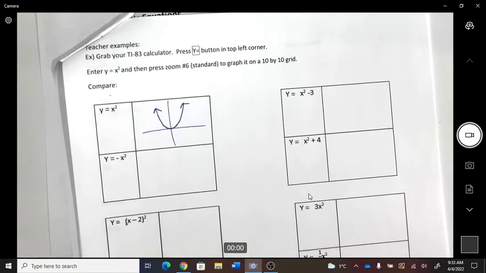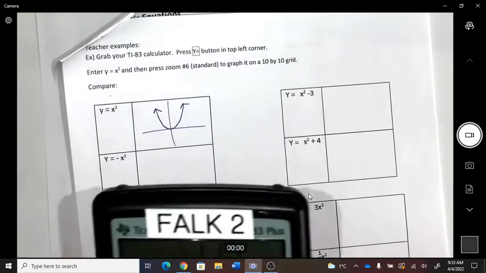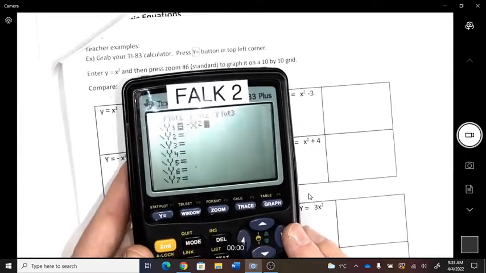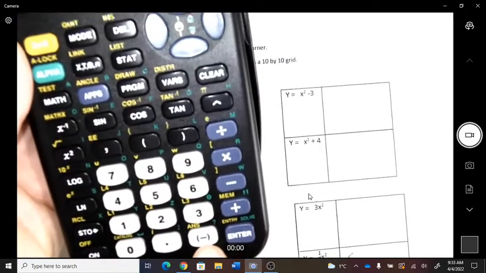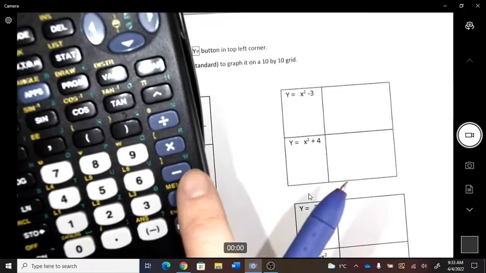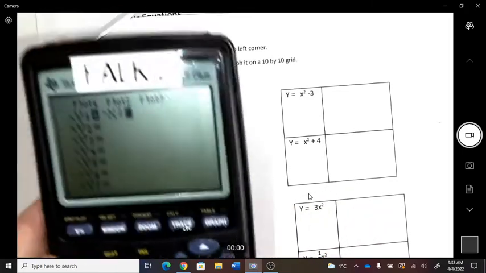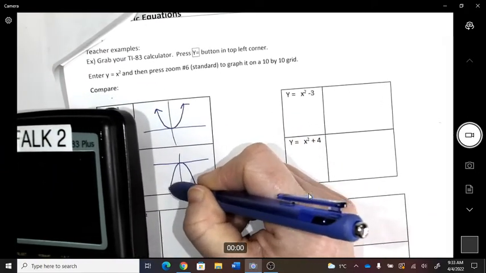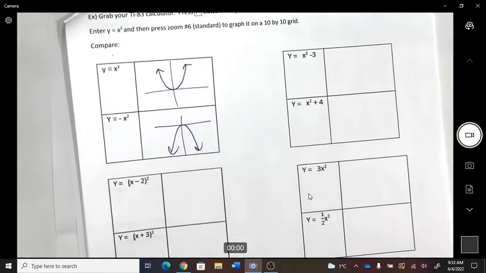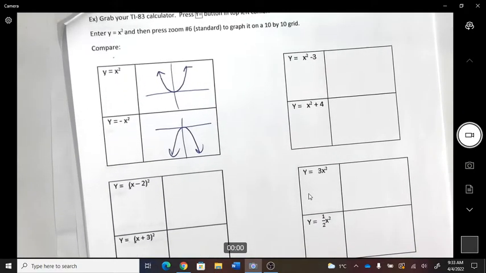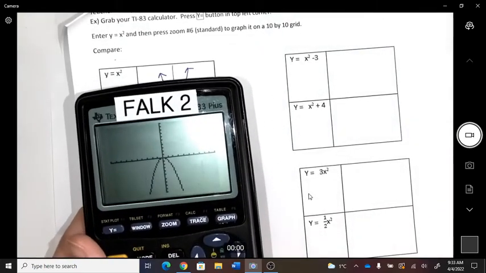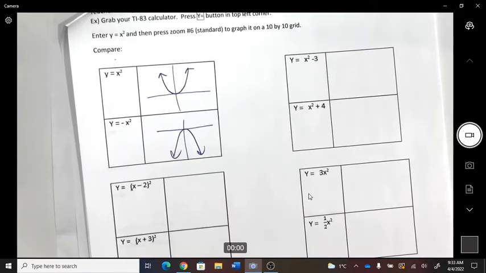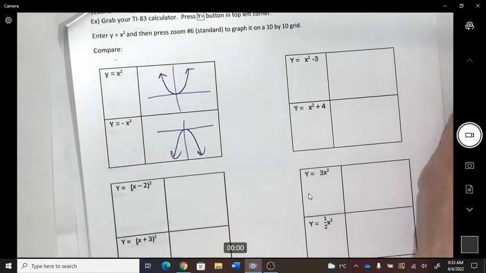Okay, y equals -x squared. Remember the negative, I call it the baby negative, not the subtract, but the baby negative at the bottom. Graph. Do you have a visual that looks like that? Is that what your graph looks like? Okay, and there are arrows on ours. Obviously this calculator doesn't put arrows on them.